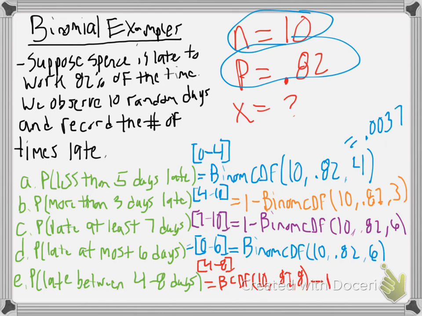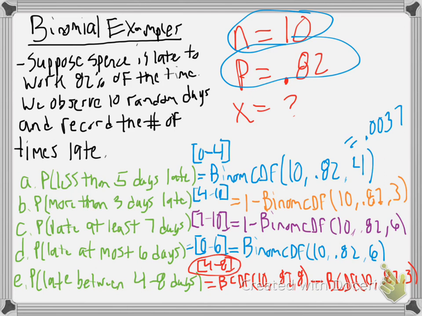Well, how do we do that? We pick the binomcdf of 10, .82, and then 3. And that gets rid of 0 to 3. So what we've done is we started with 0 to 8 by doing the binomcdf of 8, and then we get rid of 0 to 3 by subtracting off the binomcdf of 3. That gives us 4 to 8, the interval that we want.